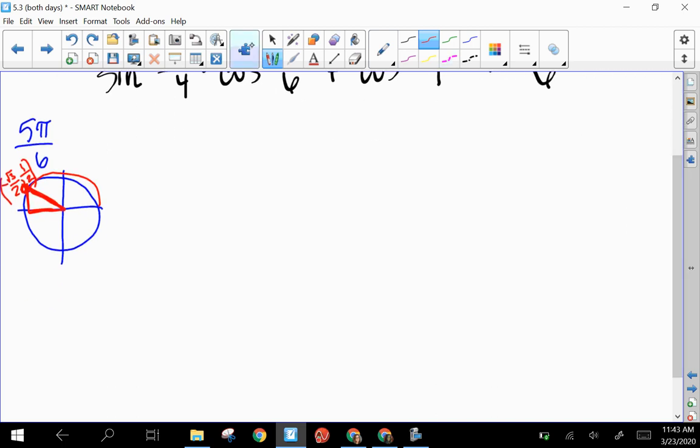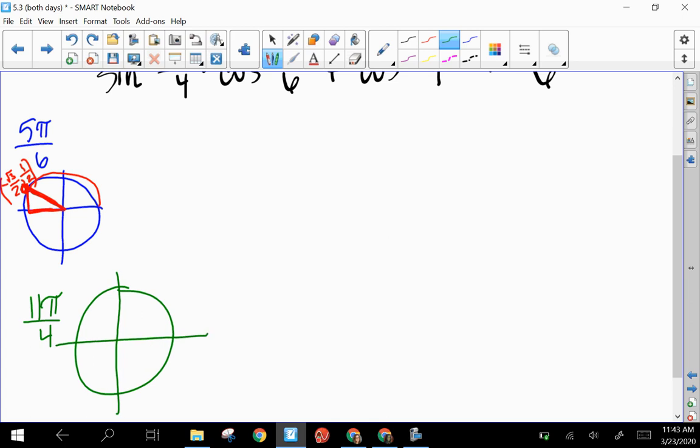All right, let's take a look at 11 pi over 4, the other one. If I started at 0 and I went all the way around, that would be 8/4. Here would be 9/4. Here would be 10/4. Here would be 11/4. So we are located here, again in quadrant 2, and the reference angle is pi over 4, or 45 degrees.